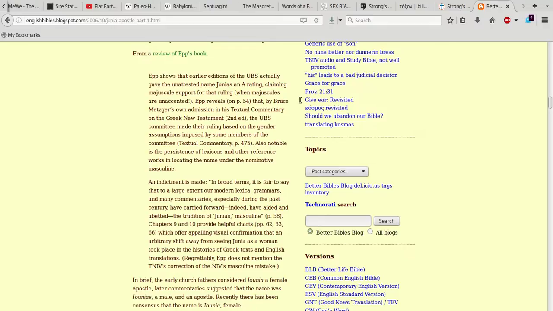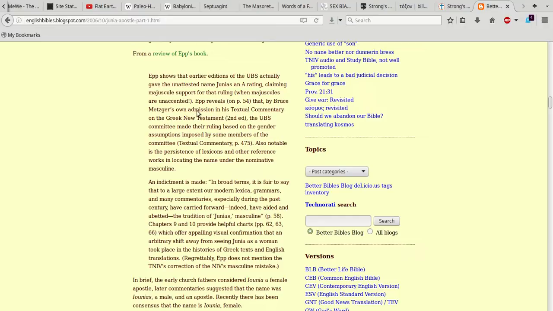Shows that the earlier editions of the UBS, the United Bible Societies, actually gave the unattested name Junius an A rating, claiming majuscule support for that ruling when majuscules are unaccented. Let me translate that for you. Unattested means they got nothing to go on. They just made it up. A rating means they're absolutely certain that this is what it means. Majuscule means capital letters.